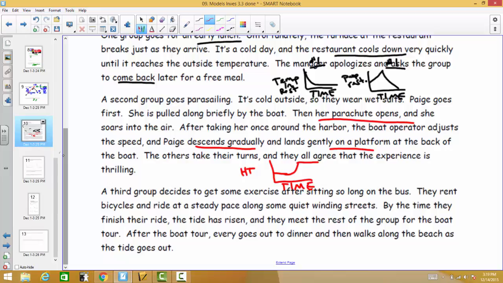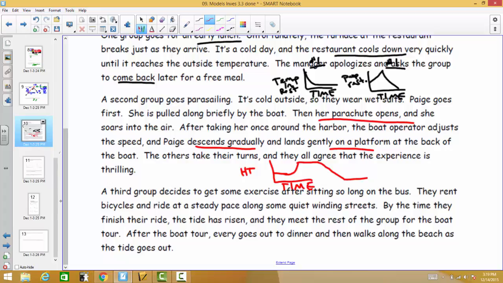So gradually, it might be like a linear descent at a constant rate. It might just be a slow descend, super slow. And then she lands on the boat and hangs out. Something like that. It might be a curve, like a slowing down descend, gradual descend, whatever you think it would be.